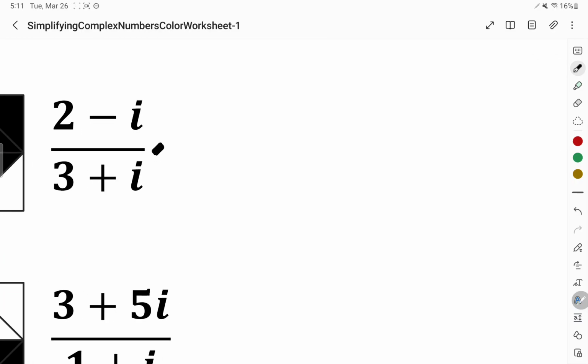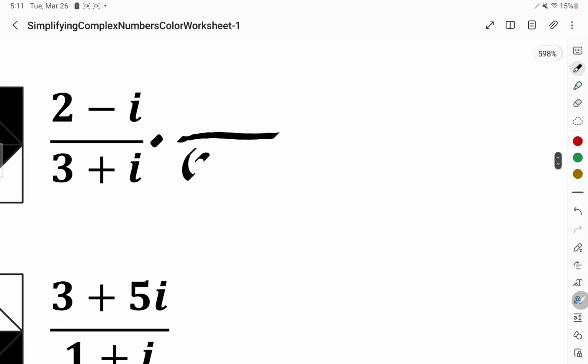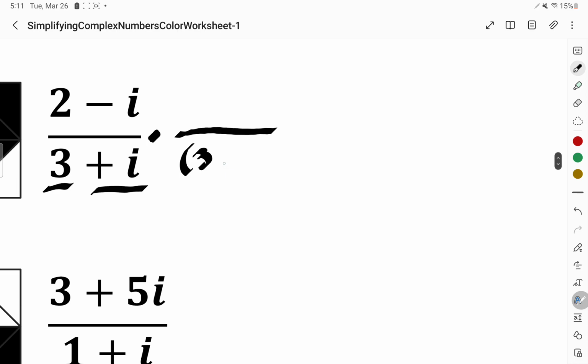Whenever you're dividing complex numbers, you always do the conjugate. In this case, I'm going to do the conjugate of the denominator. So it's going to be 3. You never change the first number, the real number. So this guy never changes. The only thing that you need to change is your imaginary number. It's positive, so I need to make it into a negative. Same thing on top.